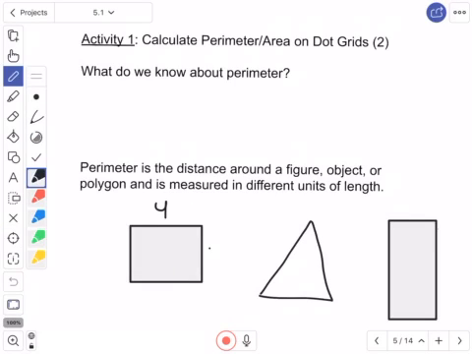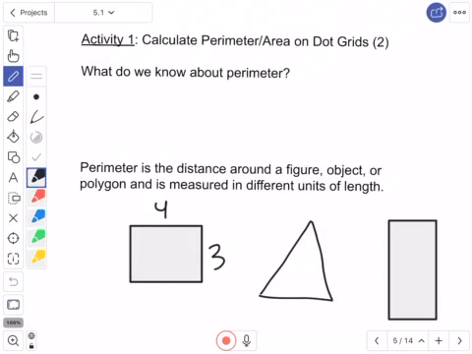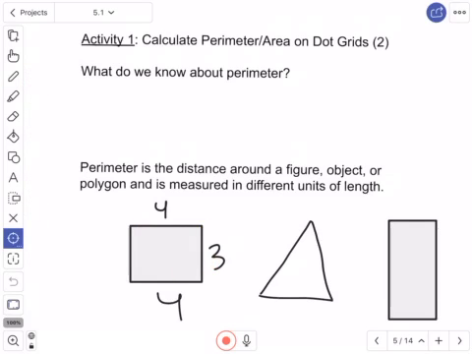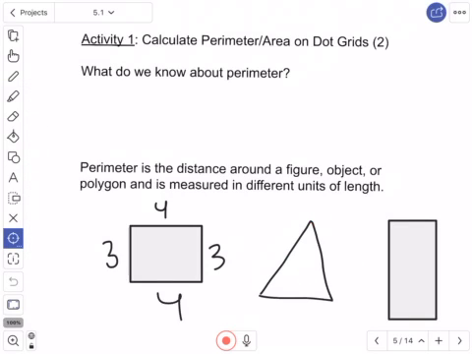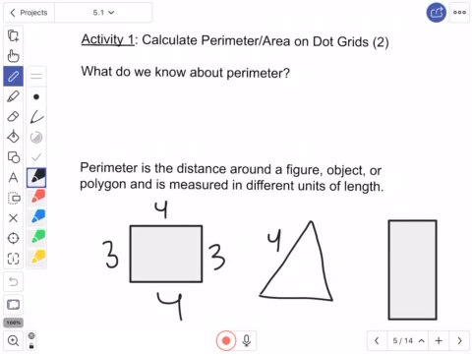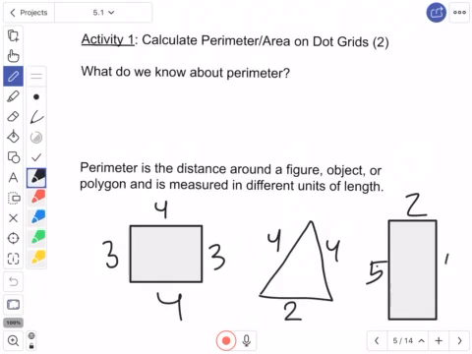So this could be 4, this could be 3. If this top part is 4, that means the bottom part is 4. If this side is 3, that means the other side is 3. This triangle, I think those two sides are going to be pretty close to the same. I'll say those ones are 4. That means this side is going to be 4. I'll say the bottom is 2. I'll say this side is 5, and I'll say this side is 2. That means if this side is 5, that side is 5. And if my top is 2, my bottom is going to be 2.